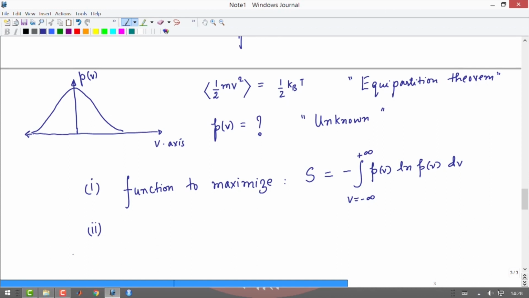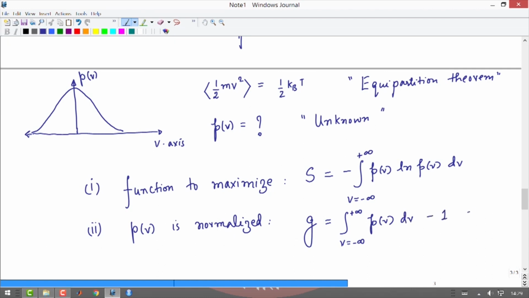The second ingredient that I must take into consideration is the fact that the PDFs that I am chasing are normalized. Okay. So, P(v) is normalized, a very important ingredient. Which means my constraint G is basically the integral over v from minus infinity to plus infinity of P(v) dv minus 1, which is equal to 0. Okay. My PDF is normalized, that is my constraint.